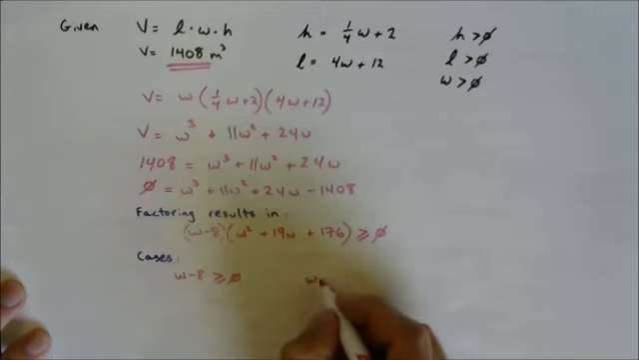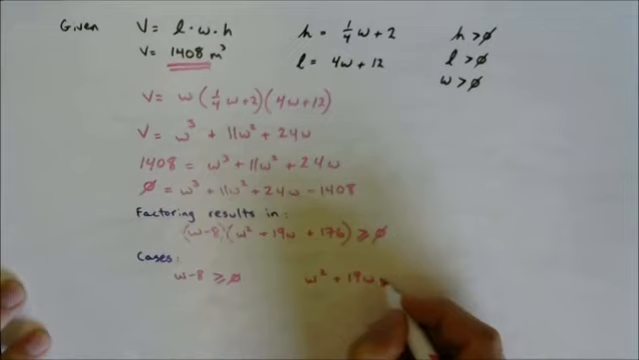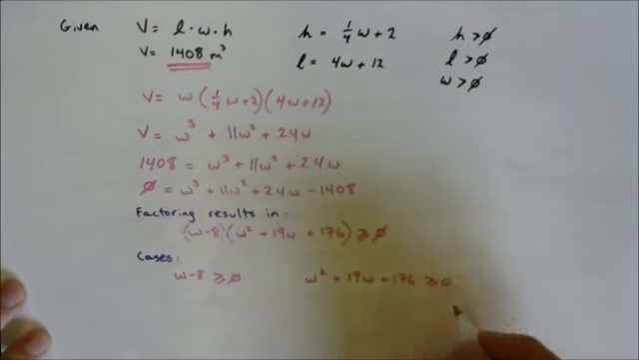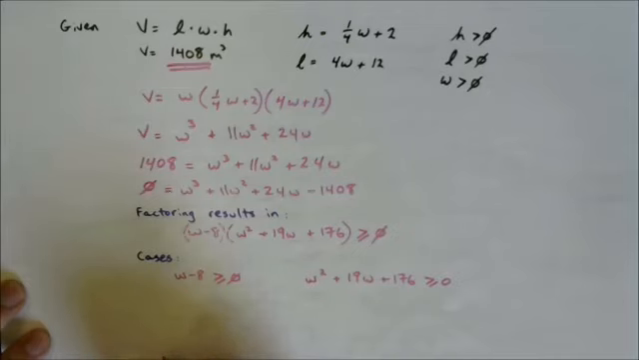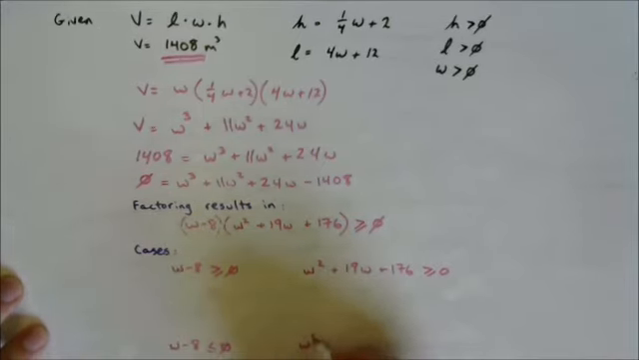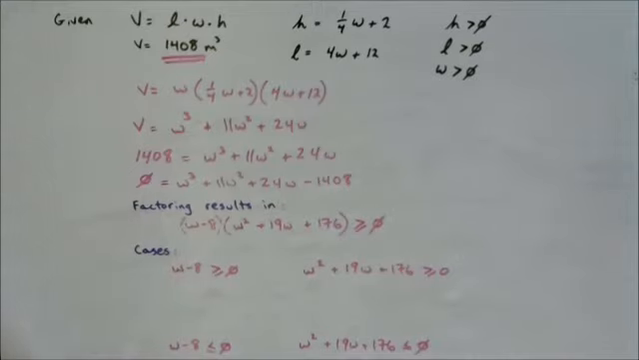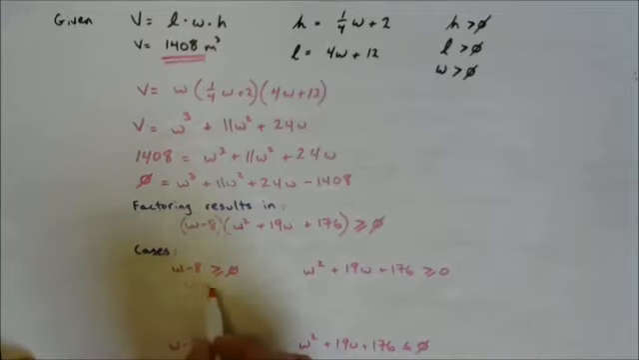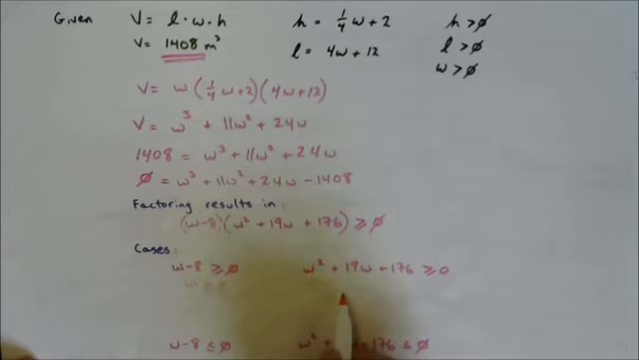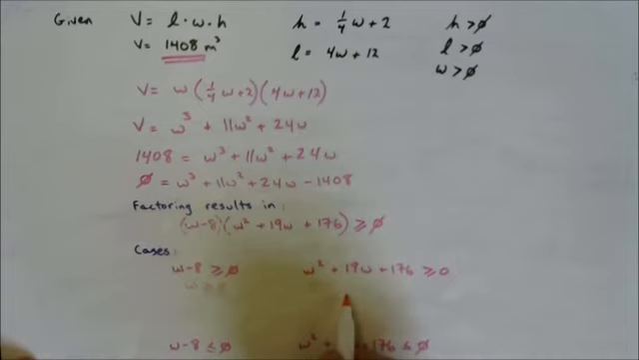So either this and this, or this and this. So we'll work that out. This one's easy. Add 8 to both sides. w is greater than or equal to 8. And over here, this w squared plus 19w plus 176 is greater than or equal to 0. That is true for all values of w.